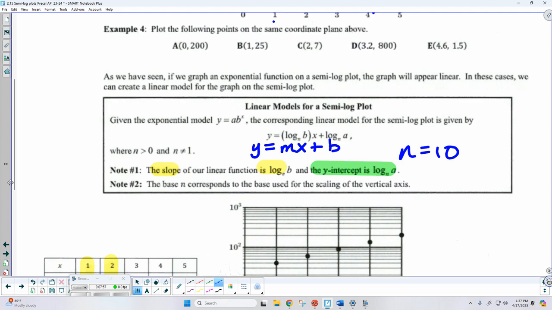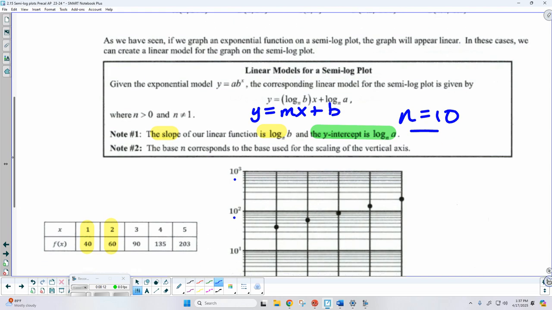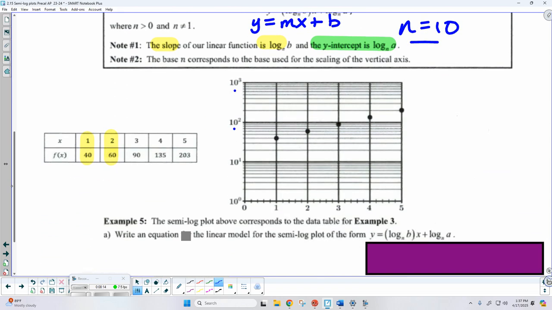Now, n is always going to be the base that you're using in a particular grid. So if you take a look at the problem we're about to do, you'll notice it's base 10, so that's why I have n equals 10 here. We're going to be using the common log for this one. Even though in a semi-log plot we're dealing with exponential data, the scatter plot that's formed is linear, so we can actually write a linear function to represent the graph. And that's what we're doing in example 5.